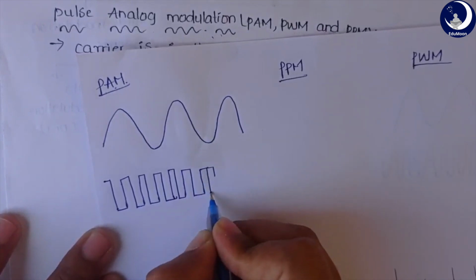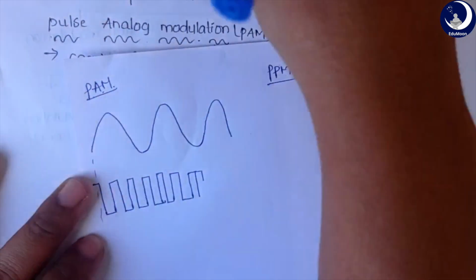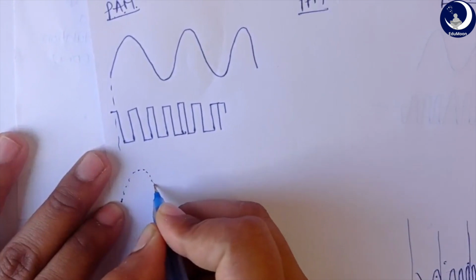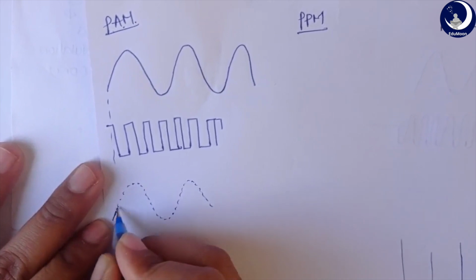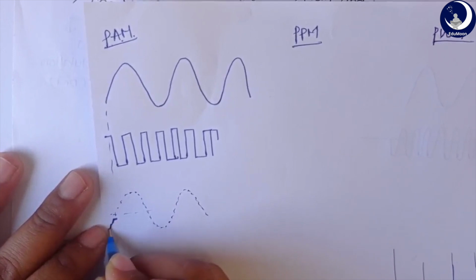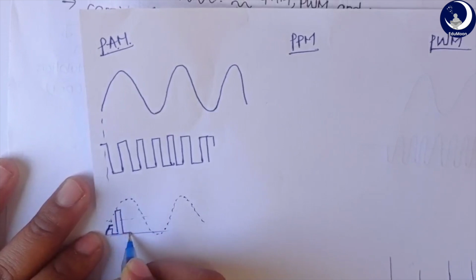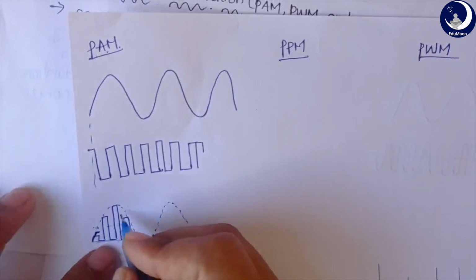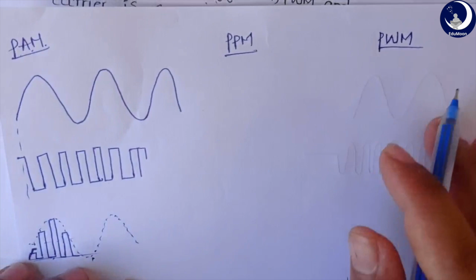So what happens in pulse amplitude modulation is, in the same way as in amplitude modulation, here also the amplitude varies. So we will be getting this. This is how amplitude varies. So this is pulse amplitude modulation, and next one is pulse width modulation.